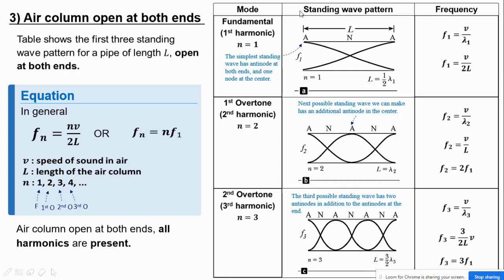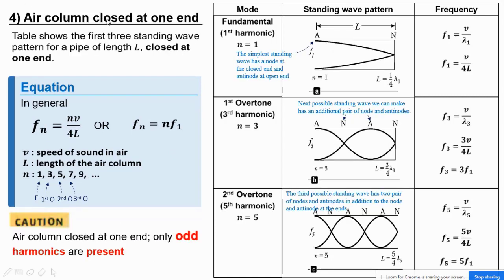Based on the table, we can have the general equation fn equal to nv over 2L, or fn equal to n f1. Here v is the speed of sound in air, L is the length of the air column, and n is the harmonic number, starting from 1, 2, 3, 4, etc. So for an air column open at both ends, all harmonics are present.